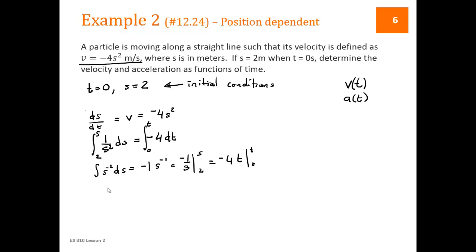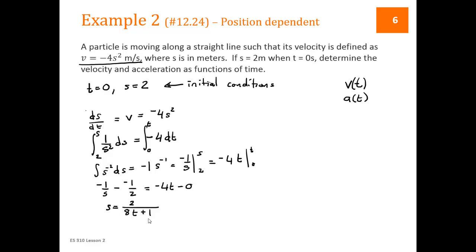So we can write our expression for s in terms of t. We get -1 over s, that's this expression, minus -1 over 2 is equal to -4t minus 0. So doing some math, we get that s is equal to 2 over 8t plus 1. Just rearranging this and solving for s. Alright, so that's a starting point. Now we have s in terms of t.